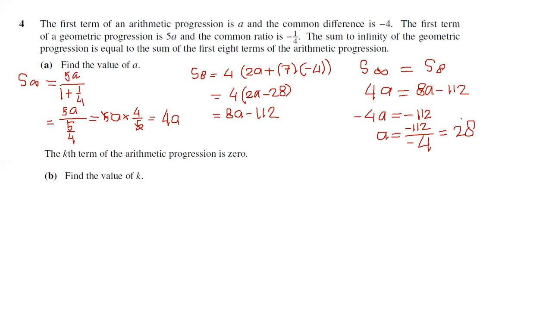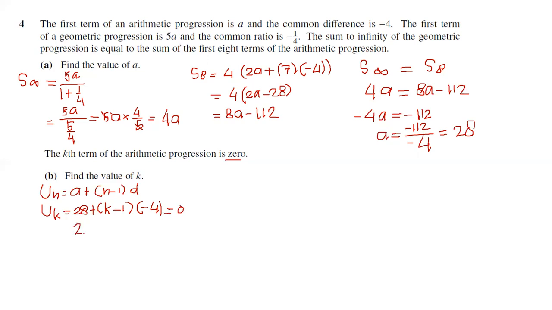The k-th term of the arithmetic progression is 0. Find the value of k. For arithmetic progressions, un equals a plus n minus 1 times the common difference. So uk, in the k-th term, becomes 28 plus k minus 1 times negative 4 equals 0.